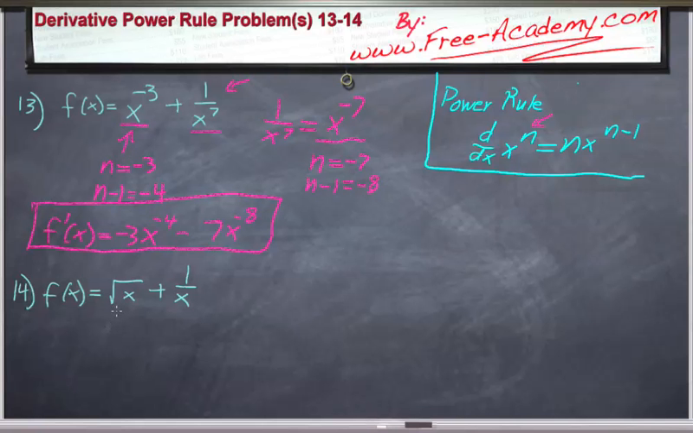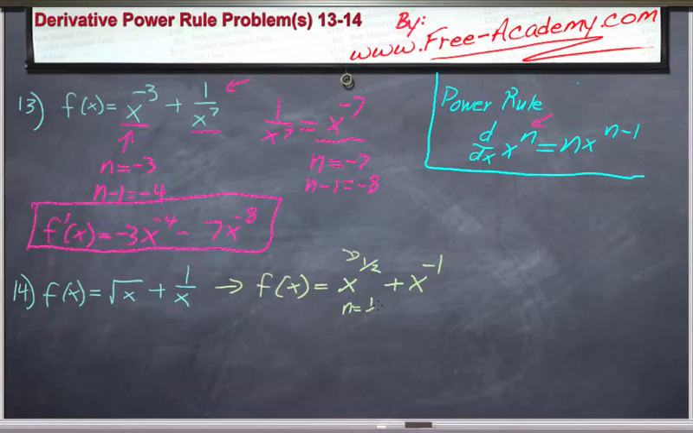We're going to do a very similar process for 14. We're going to rewrite this equation. f of x is equal to x to the 1/2 power plus x to the negative 1 power, because of course your square root is equal to having a 1/2 in the exponent.